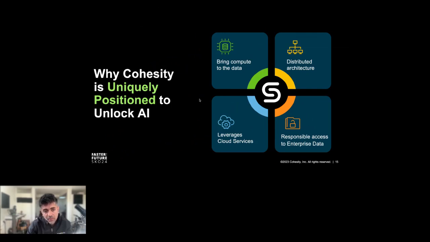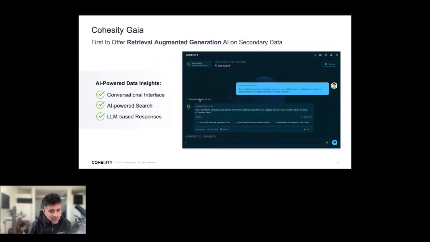And you have to optimize so that you can have a viable means to drive that ROI and TCO, right? And so enter an application like Cohesity Gaia.